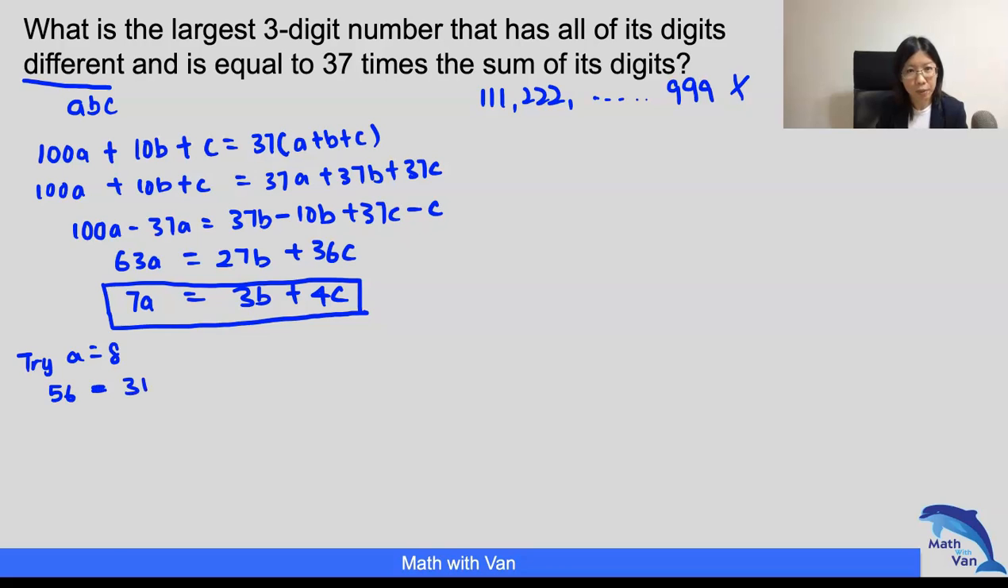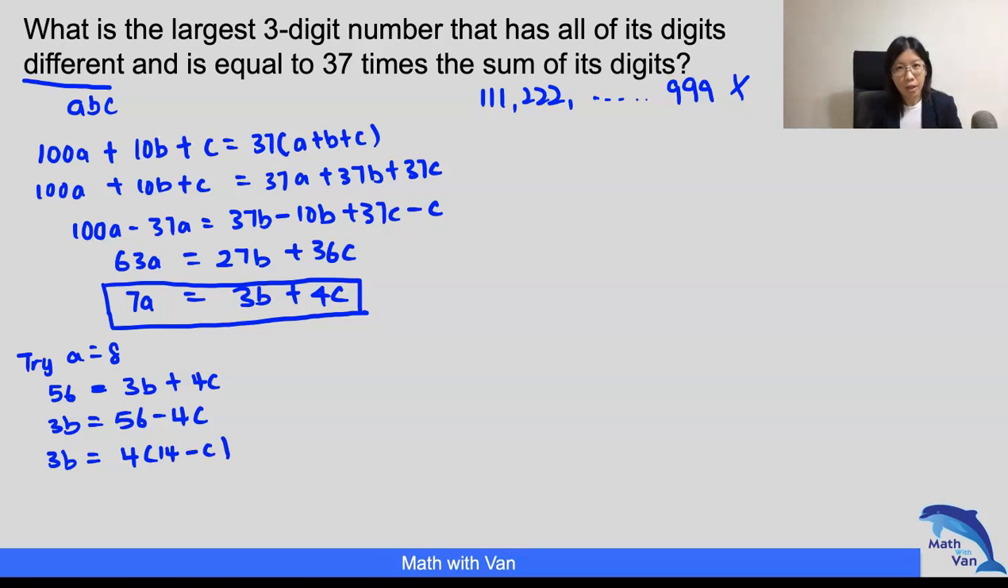Equals 3B plus 4C. Now what we see is that I see some beautiful numbers here. So 3B equals 56 minus 4C. And 56 and 4 have a common factor, so I could further factorize it into 4 times 14 minus C. What is so important about this equation is that it means B must be a multiple of 4.